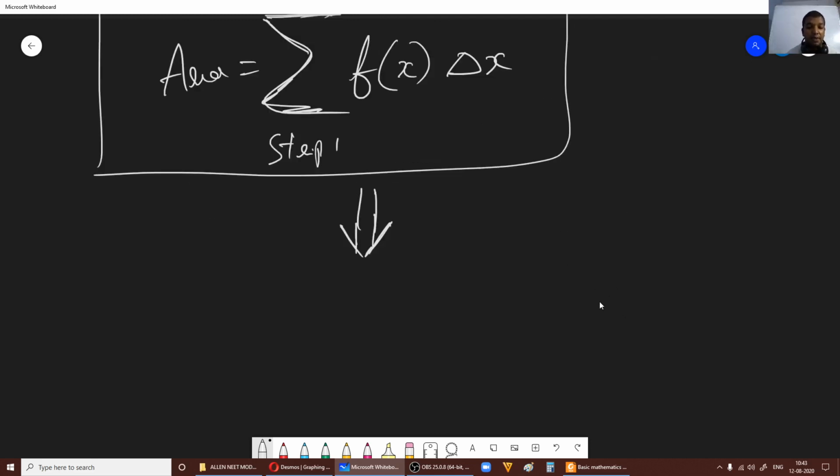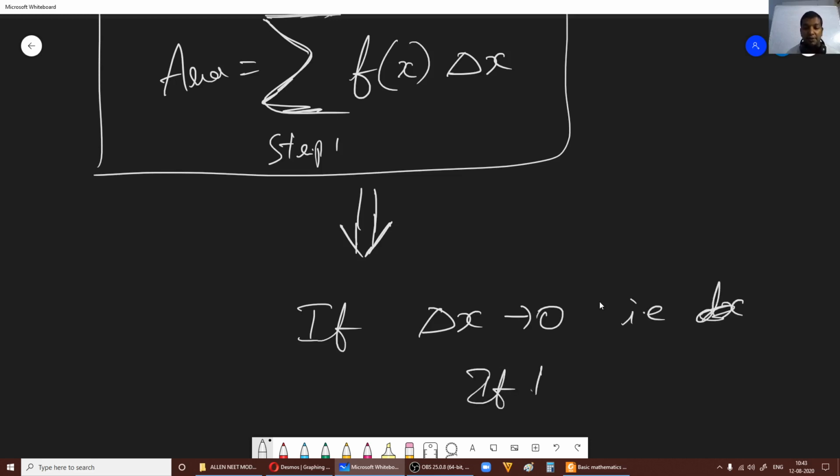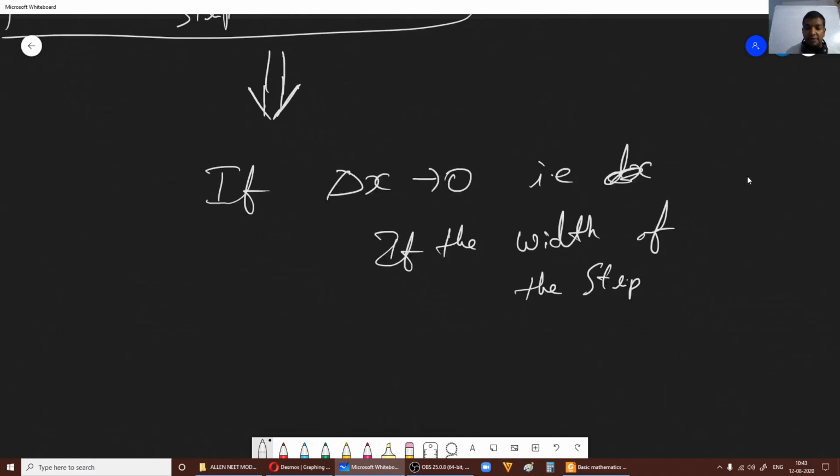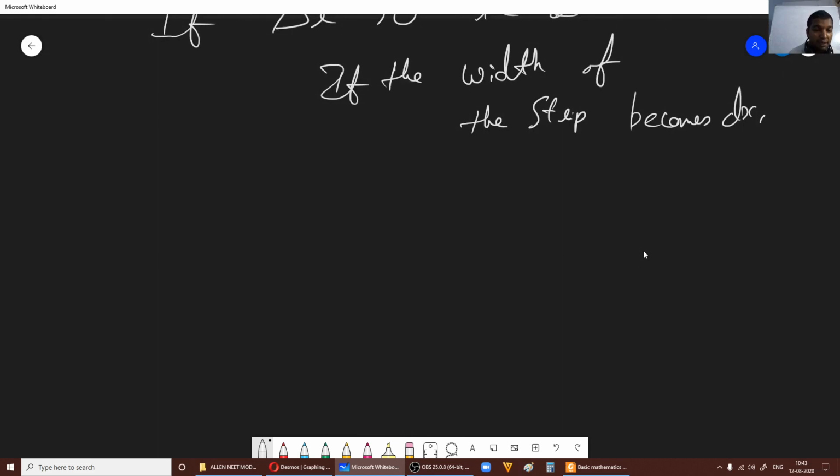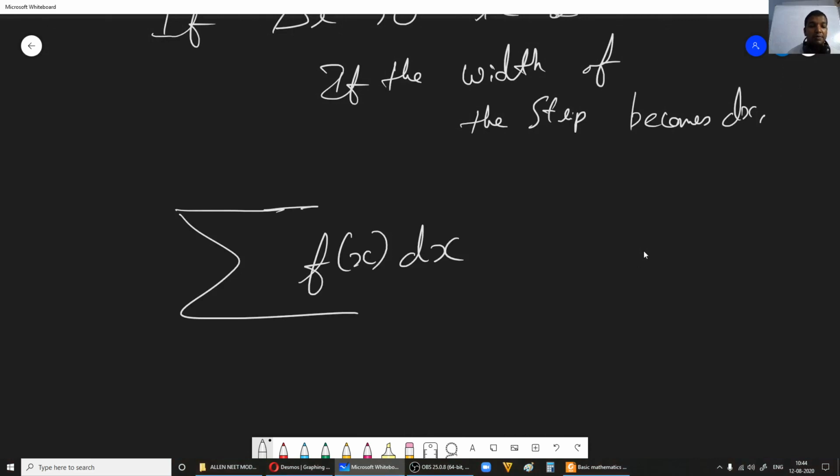All right, now if delta x tends to 0, that is dx, if the width of the strip becomes dx, the summation will turn out to be an integration. See, we wrote f of x dx between the limits a and b, that is, from strip 1 to the last strip, so between a and b.